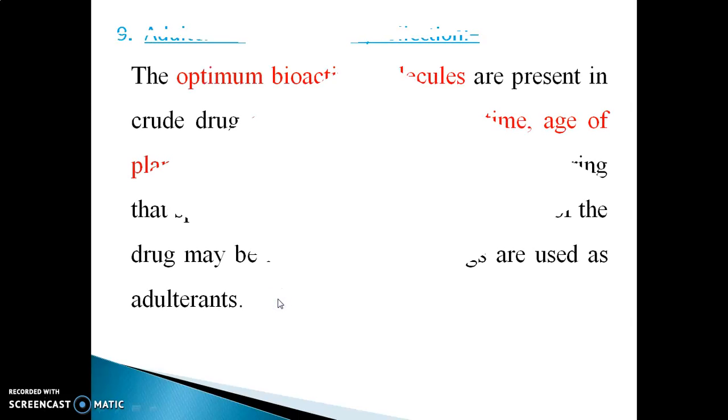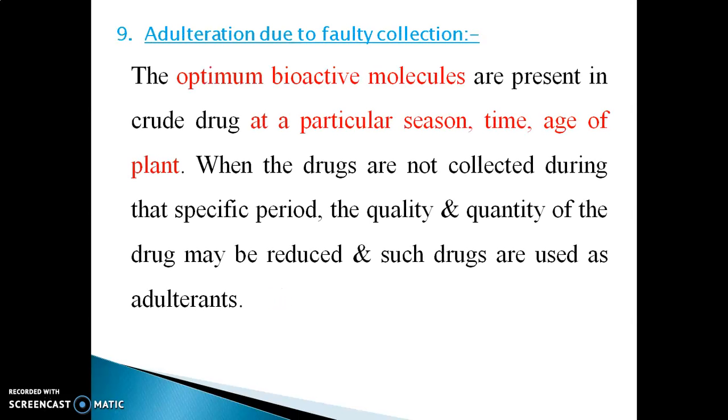Then ninth method of adulteration, that is faulty collection. Means some crude drugs are required to be collected in a particular season, that is the particular season, time and age of plant contains the optimum bioactive molecules. When the drugs are not collected during the specified period, the quality and quantity of that drug get reduced, and such drugs are used as an adulterant.